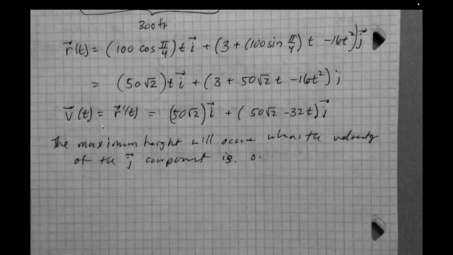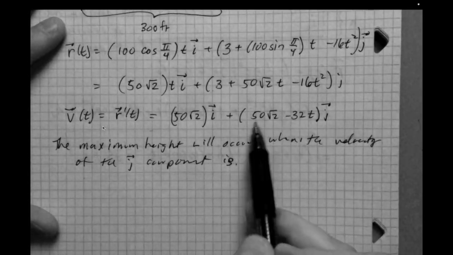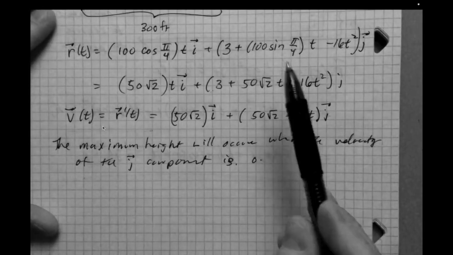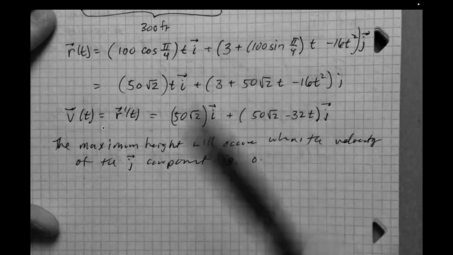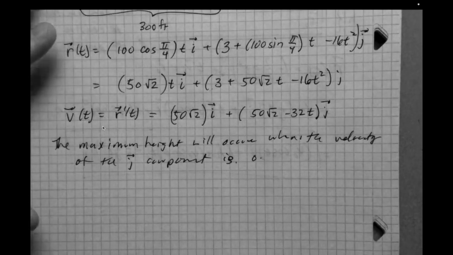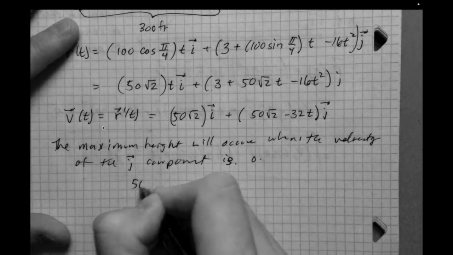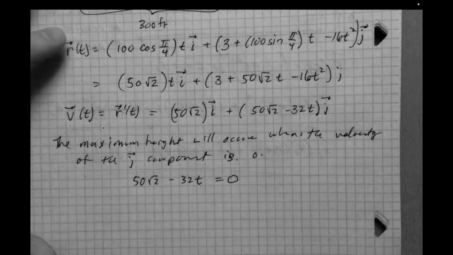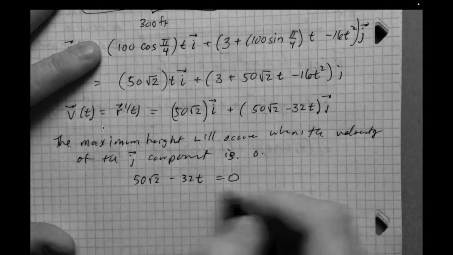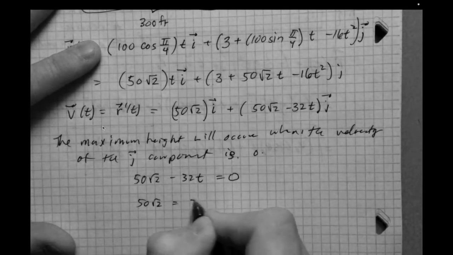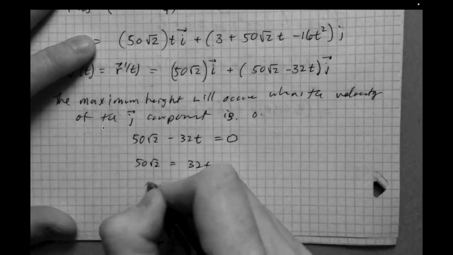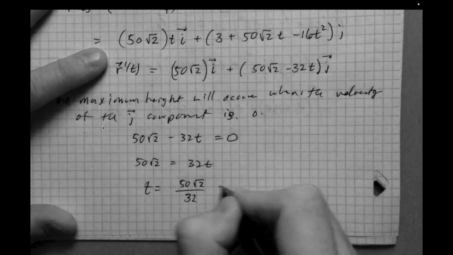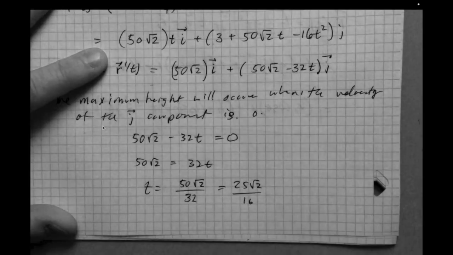Okay. Right, so relatively straightforward there, right? We can just plug in this piece here and set it equal to 0. So we want to know when 50 times the square root of 2 minus 32t equals 0. At what time? So basically 50 square root of 2 equals 32t, and t is equal to 50 times the square root of 2 over 32, which is 25 times the square root of 2 over 16.